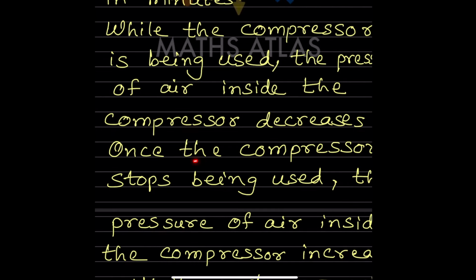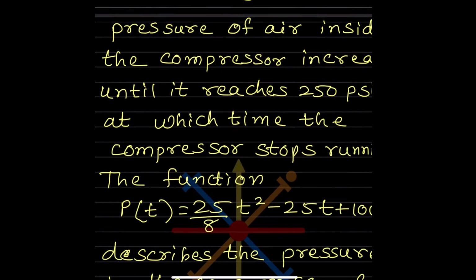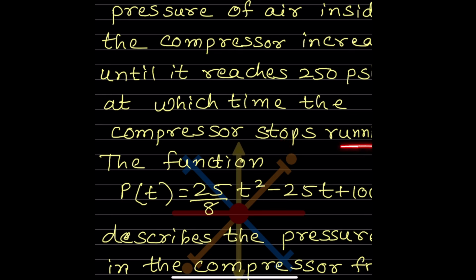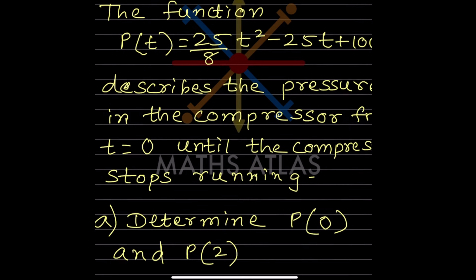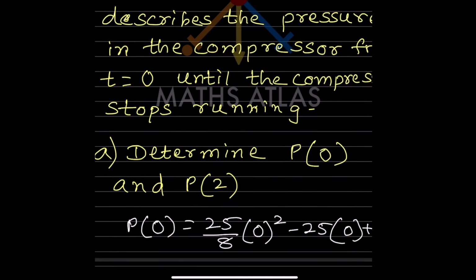So now what happens here, once the compressor stops being used, the pressure of air inside the compressor increases until it reaches 250 psi. So at what time the compressor stops running, we have to see. The function given is P(t) = (25/8)t² − 25t + 100. This describes the pressure in the compressor from t = 0 until the compressor stops running. Now we have to determine P(0) and P(2).